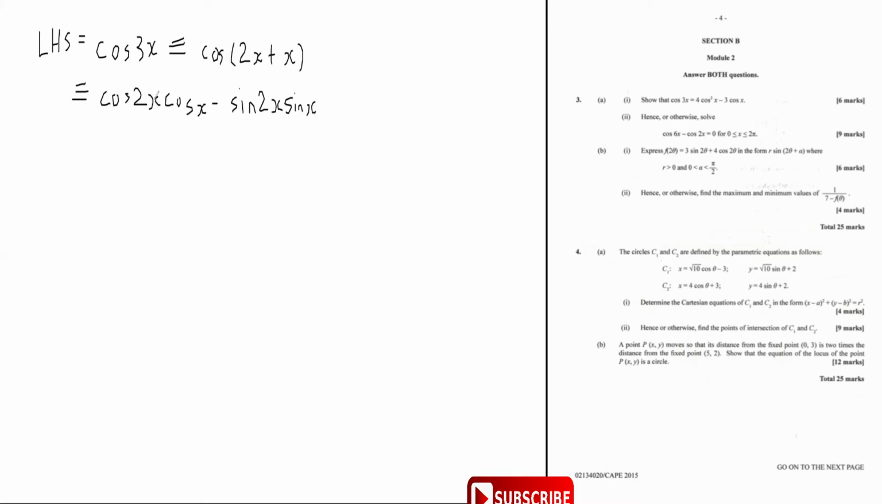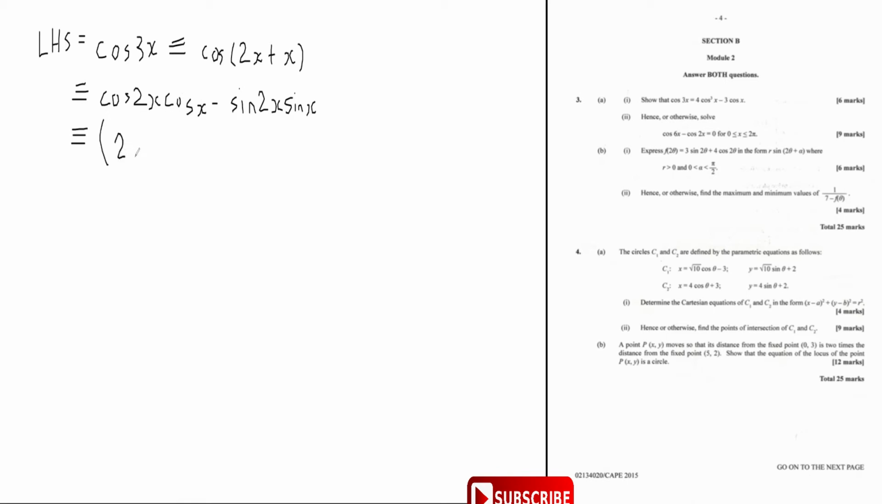The double angle formulae for cos 2x, there are three of them. You have 2 cos square x minus 1. You have 1 minus 2 sine square x. And you have cos square x minus sine square x. Which one you use is up to you. I will use 2 cos square x minus 1. Why? Because I'm multiplying it by cos and I want everything to be in terms of cos.